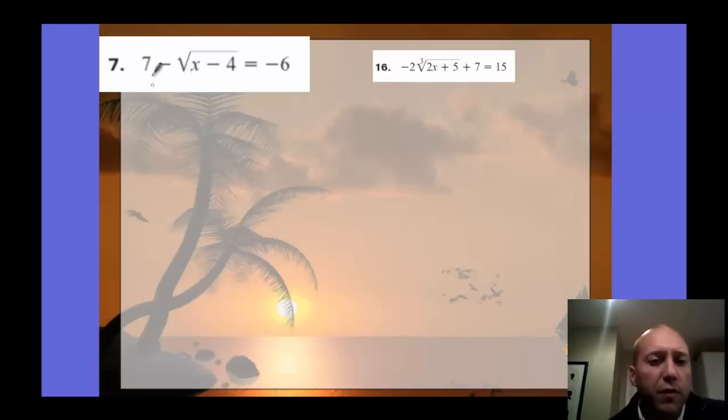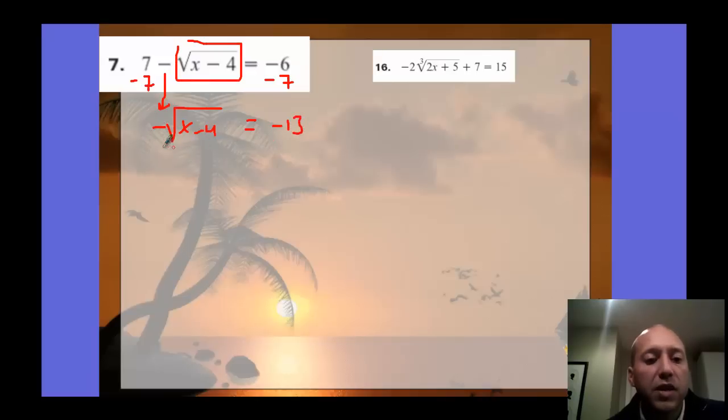So a few more examples here. For this one here, we need to isolate our square root. So we need to get rid of that 7 first, so let's subtract 7 from both sides. So negative square root of x minus 4. Don't forget your negative sign. That's part of the root. So it's -13. So now we can multiply by negative to both sides, or divide both sides by -1, either way. So we get the square root of x minus 4 equals 13.